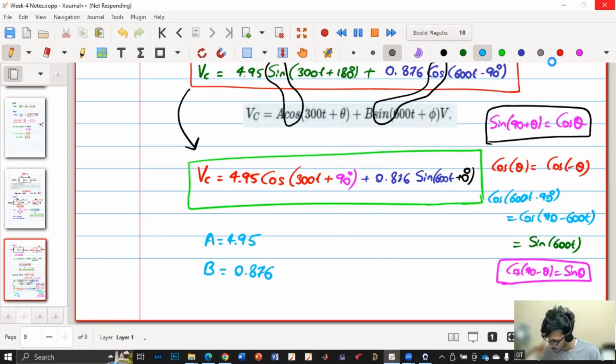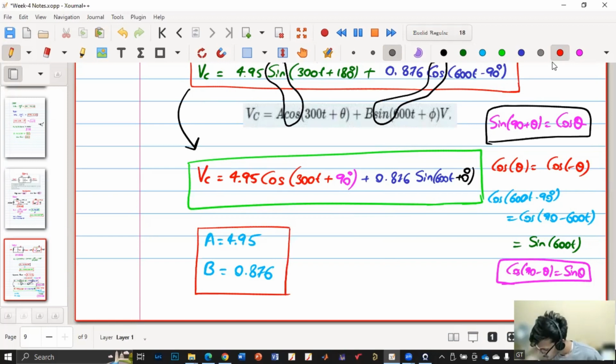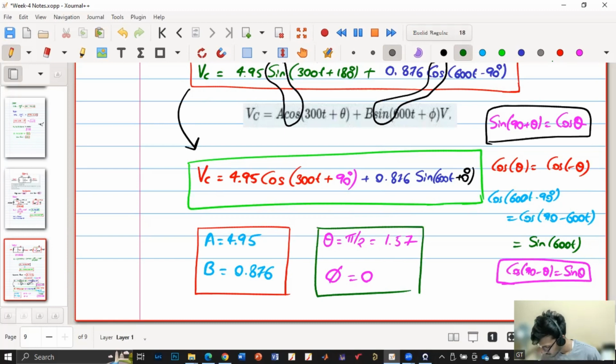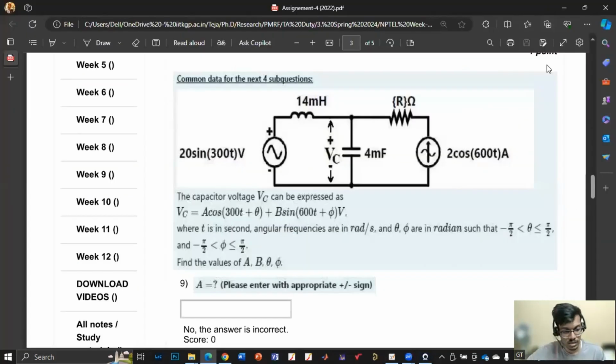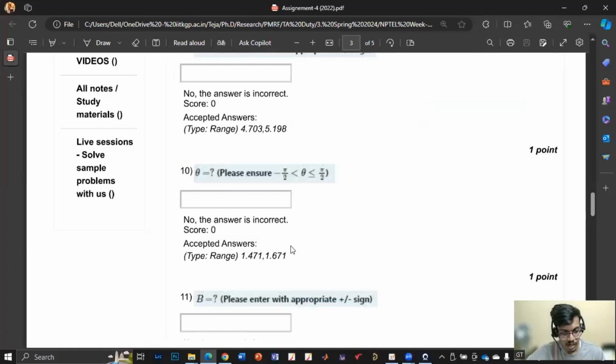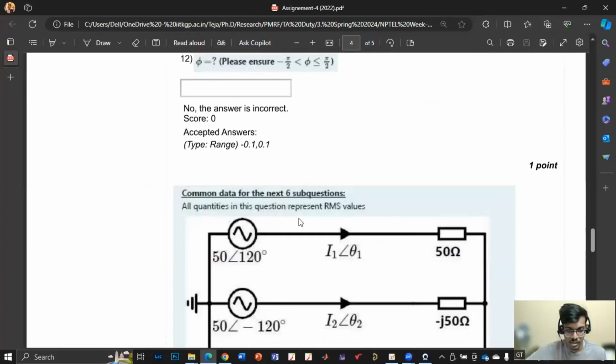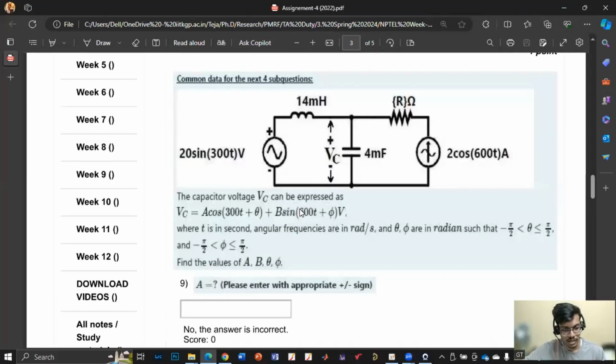So can you tell me what is theta and what is phi? Theta is pi by 2 radians, and phi is 0 degrees, so 0 radians. Pi by 2 value is 1.57. Let us just go back and check. Theta is 1.57, lying in the range. Phi is 0, also lying in the range. So is this question clear? It's a bit tricky question, but very straightforward.